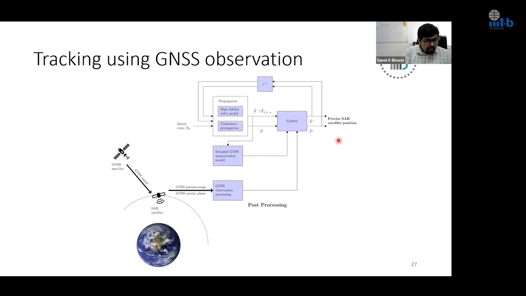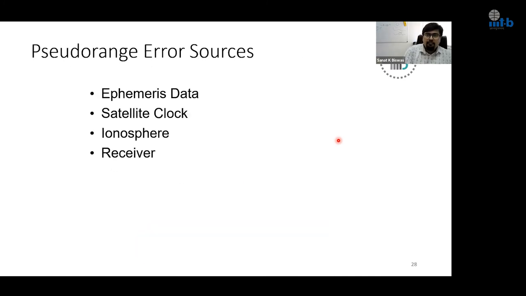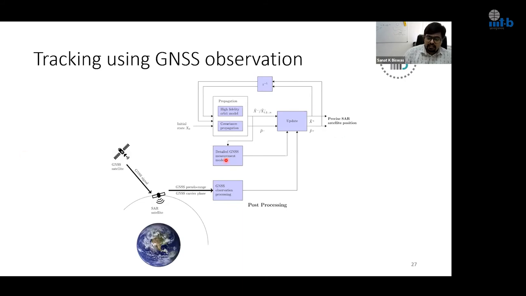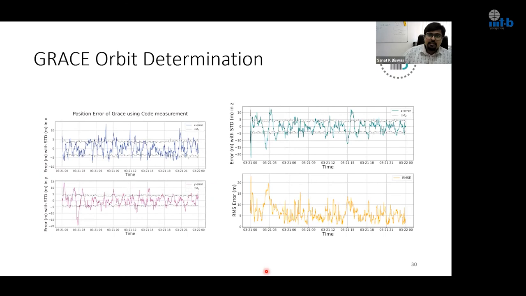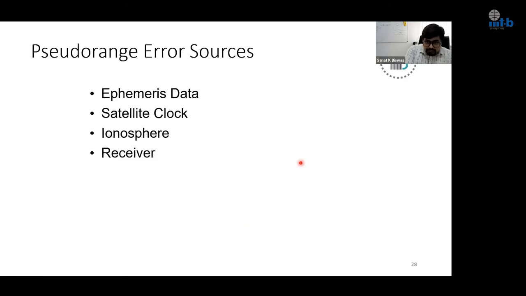So for the interest of time, I'll skip the various error sources that we have in the GNSS. Rather, I'll go directly to the result if you use this GPS observation. So this is our GRACE orbit determination, or estimation of position of GRACE satellites, using this extended Kalman filter, and we are using GPS observation.